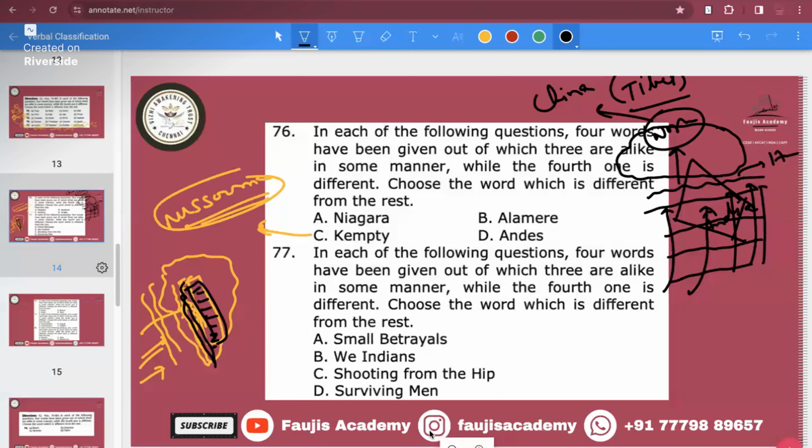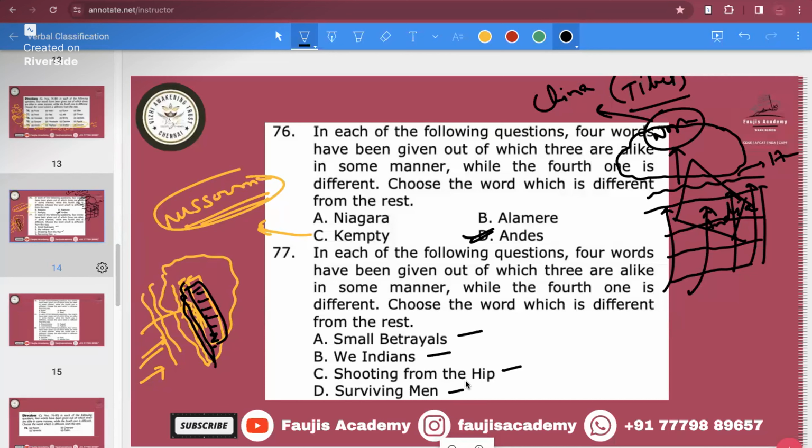Yes, guys. So we are here. So what option will we go ahead with? D. Question number 77. What do you think? Odd one out. Small betrayals, We Indians, Surviving men. Looks completely different. Which one is the answer? Small betrayals. What is the meaning of small betrayals? Sir, based on Surviving, the name of a book.